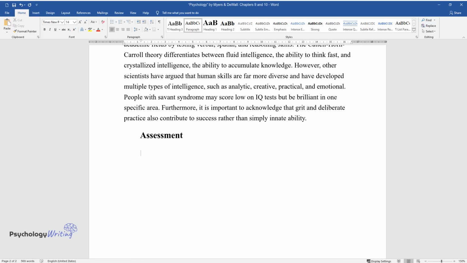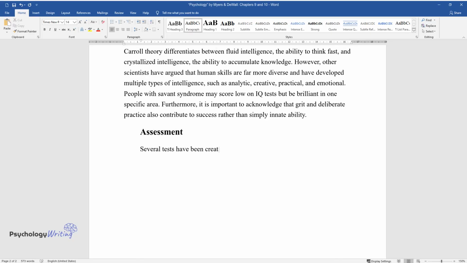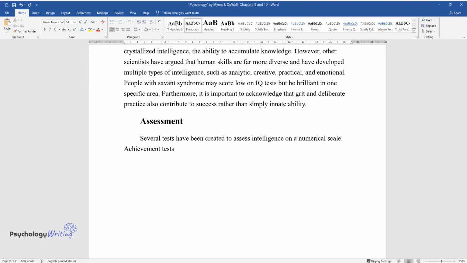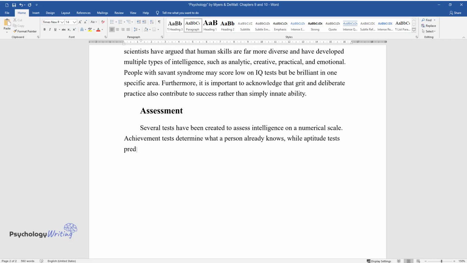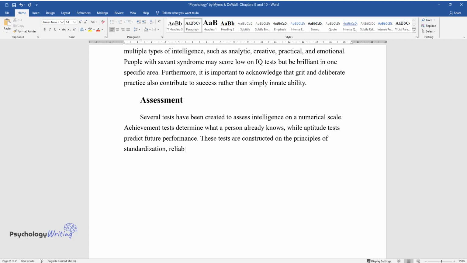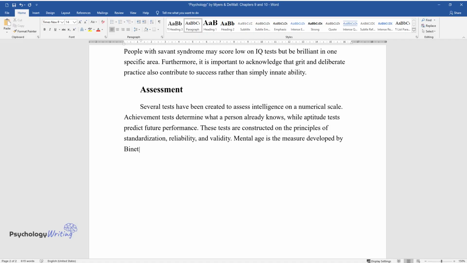Assessment. Several tests have been created to assess intelligence on a numerical scale. Achievement tests determine what a person already knows, while aptitude tests predict future performance. These tests are constructed on the principles of standardization, reliability, and validity. Mental age is the measure developed by Binet that assigns certain levels of performance to chronological age.